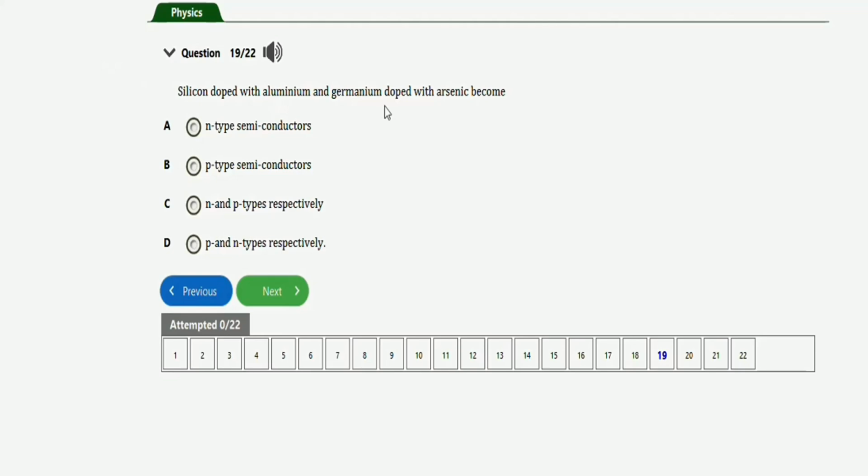Say silicon doped with aluminum and germanium doped with arsenic become n-type semiconductors, p-type semiconductors. We have n and p type respectively. We have p and n types respectively. So the right option to this question will be option D, which is p and n types respectively. Okay, when silicon is doped with aluminum, you're going to have a p-type output, whereas when germanium is doped with arsenic, you're going to have an n-type output. Next question will be this one.